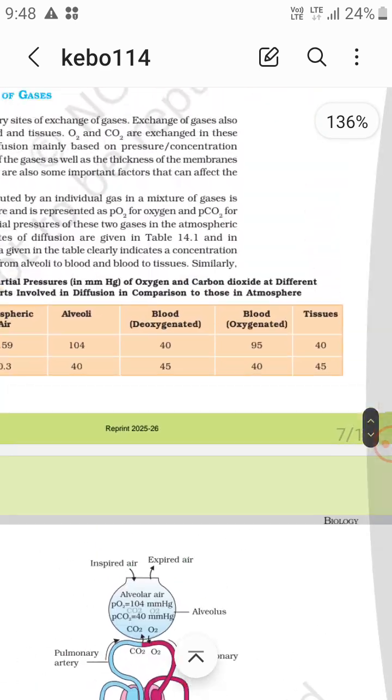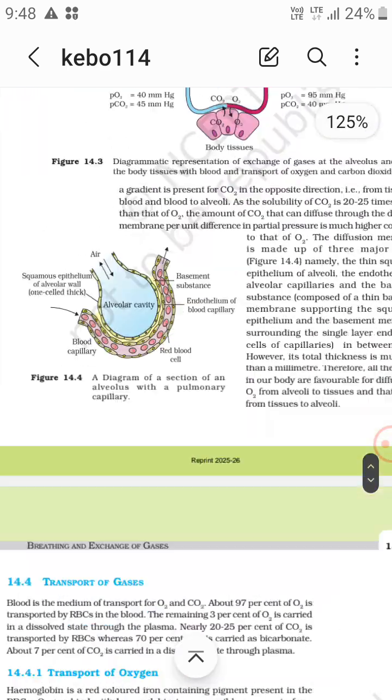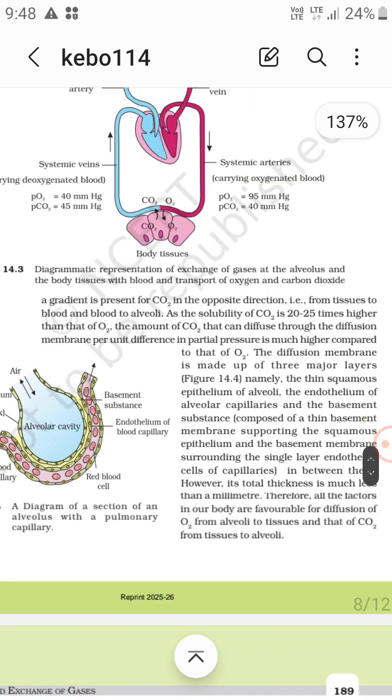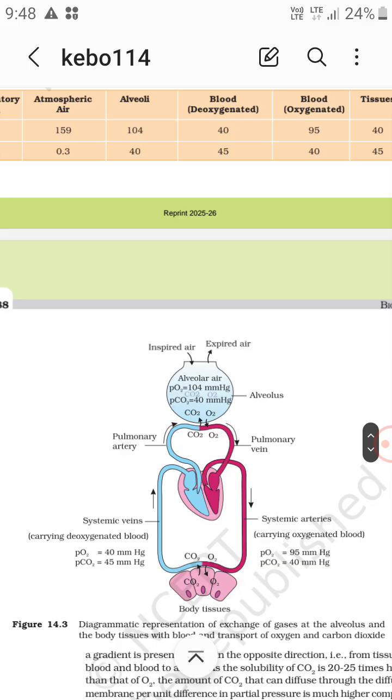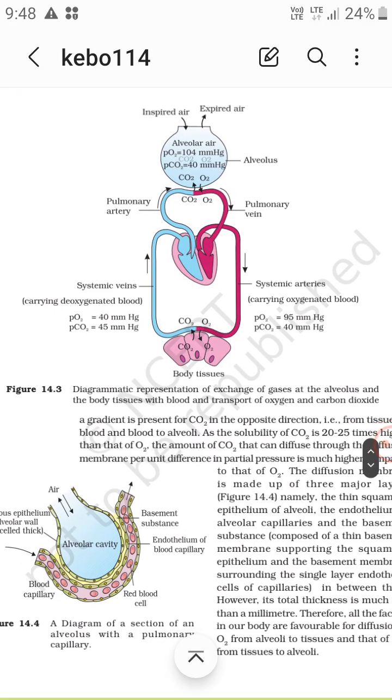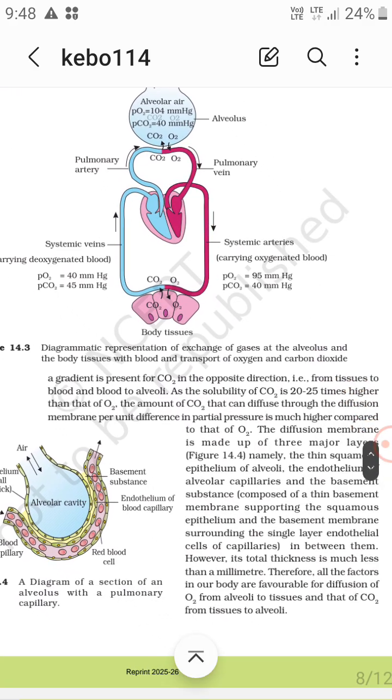Similarly, a gradient is present for CO2 in the opposite direction, that is from tissues to blood and from blood to alveoli. As the solubility of CO2 is 20 to 25 times higher than that of O2, the amount of CO2 that can diffuse through the diffusion membrane per unit difference in partial pressure is much higher compared to that of oxygen, right?